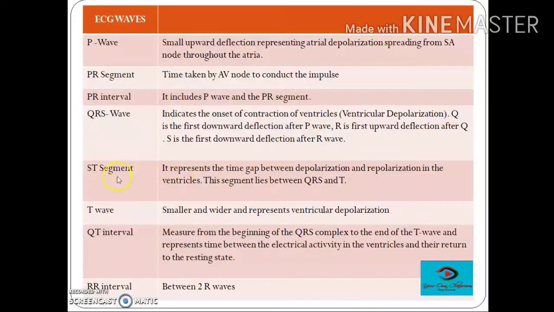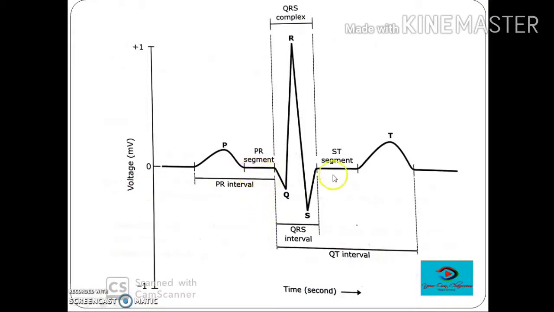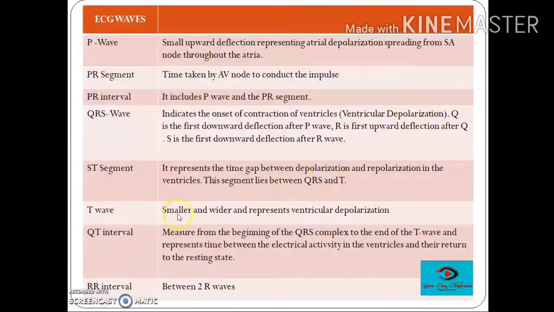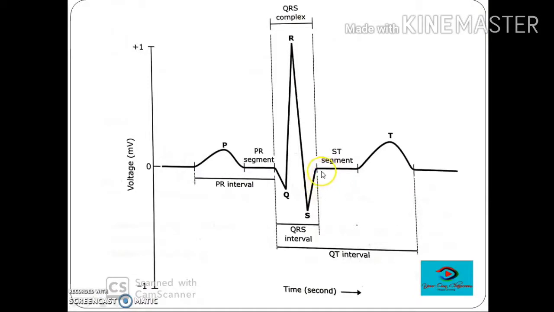And then there is the ST segment. So where is the ST segment? As you can see, from S to the start of the T, this is the ST segment. So what does it indicate? The ST segment represents the time gap between depolarization and repolarization in the ventricles. So this segment lies between the QRS complex and the T wave.